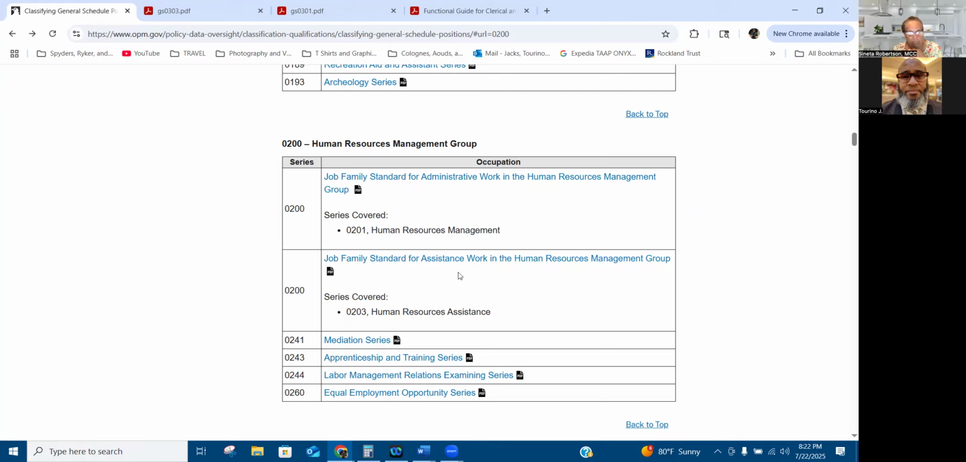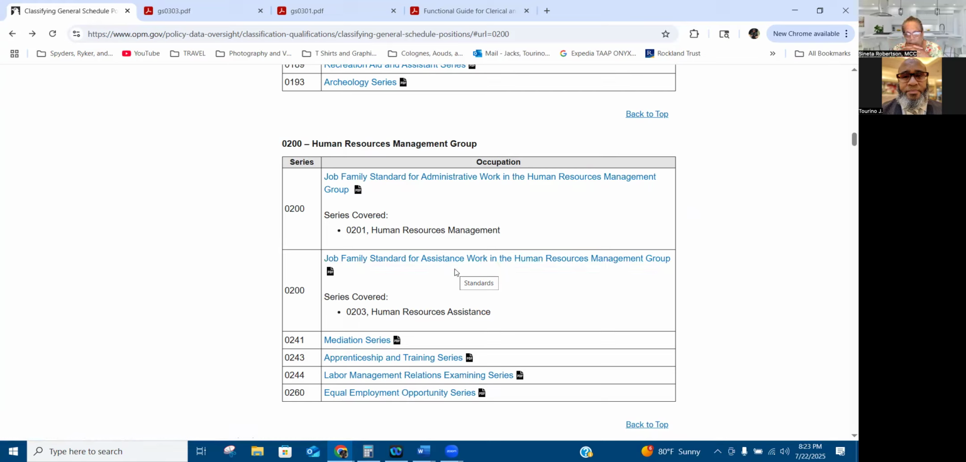Okay, that's how you think about it. So it's support, assistant, and specialist is administrative. So the top full performance level is a specialist for administrative. And the top one for assistance is support, or that's the base. That's how you break it into the PACTO categories. The top one is administrative. The second one is clerical or assistance work.